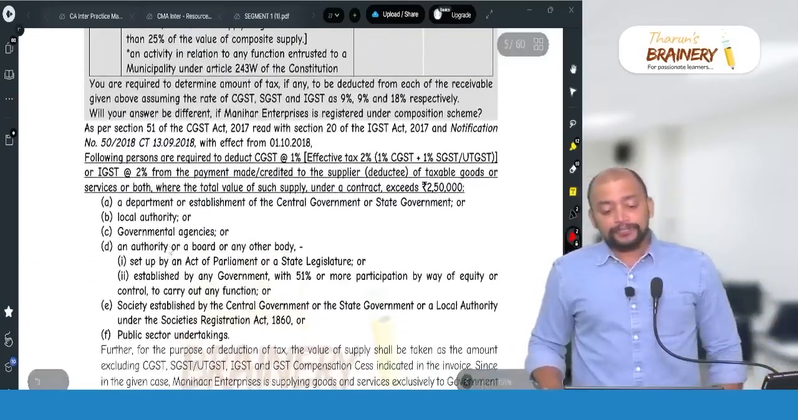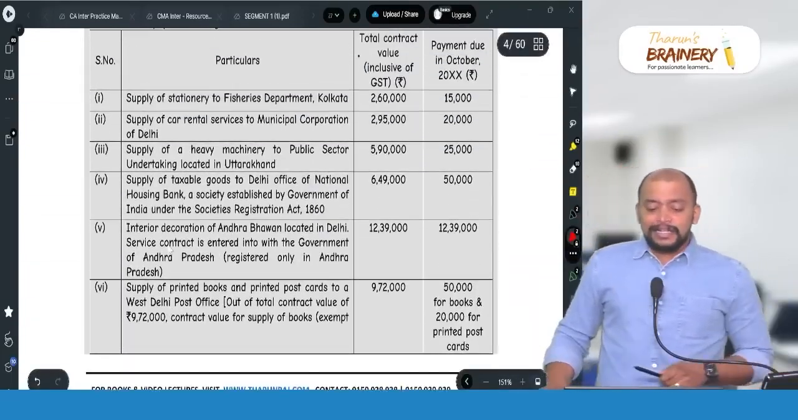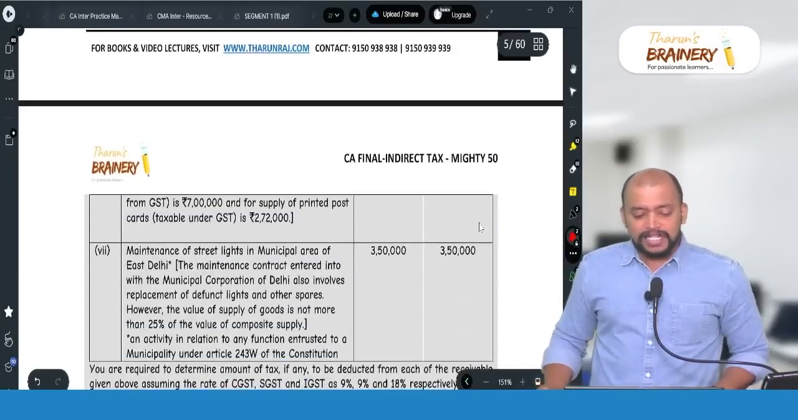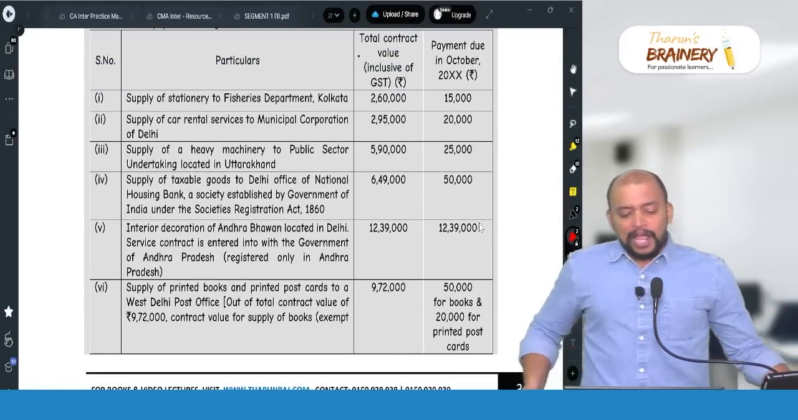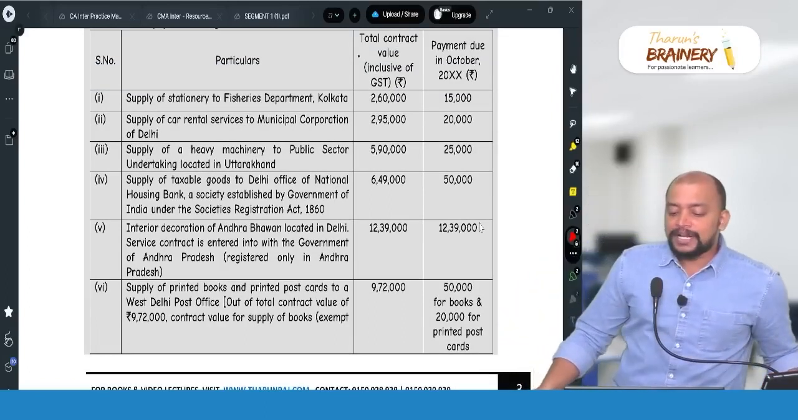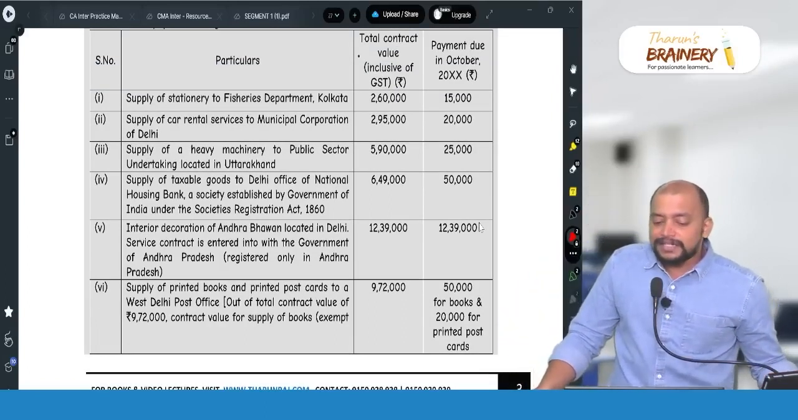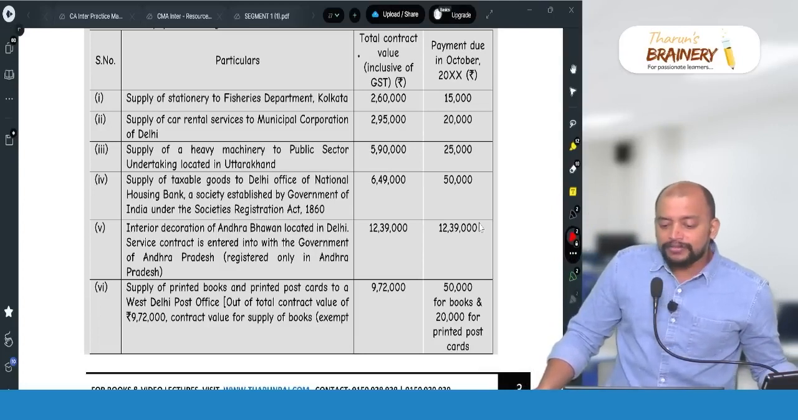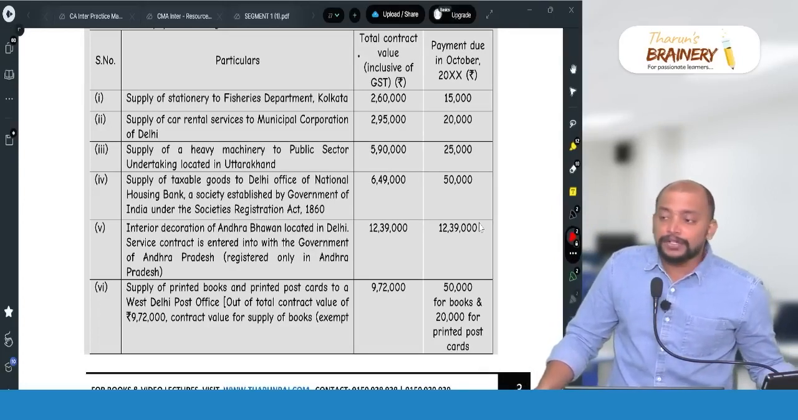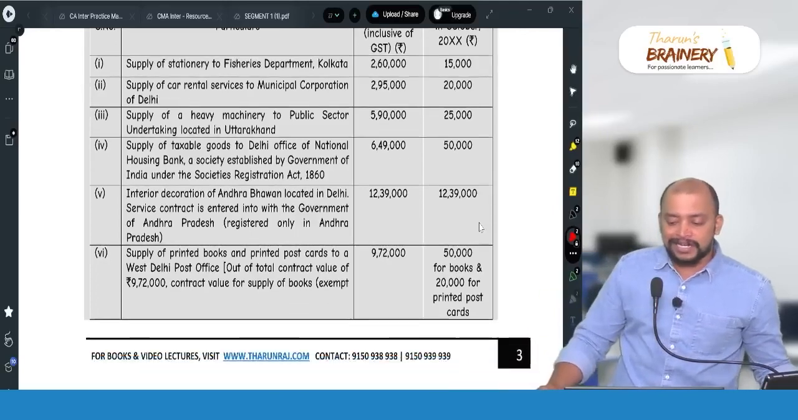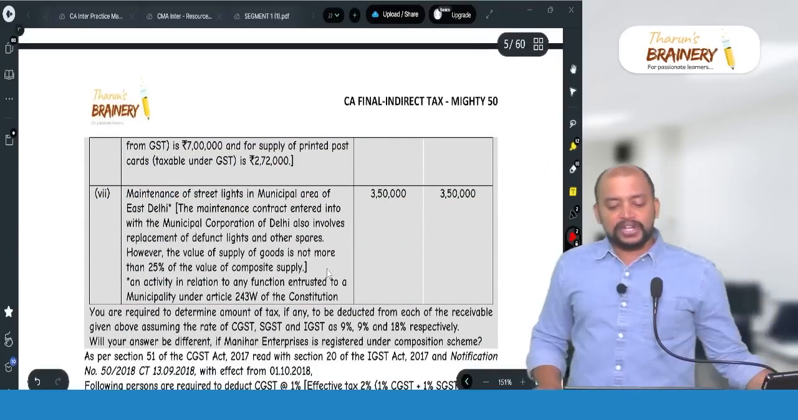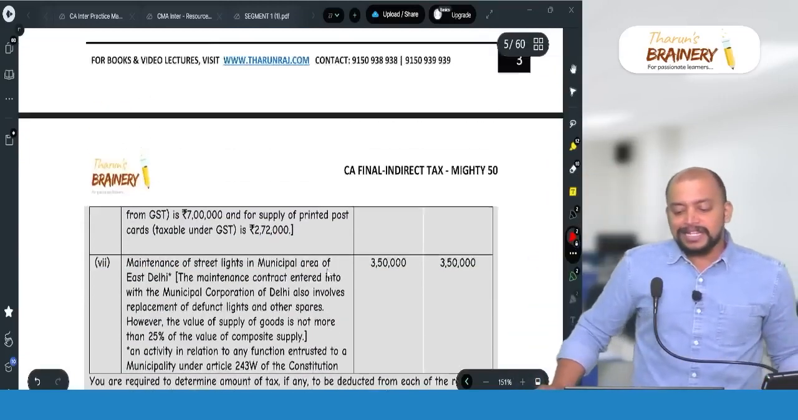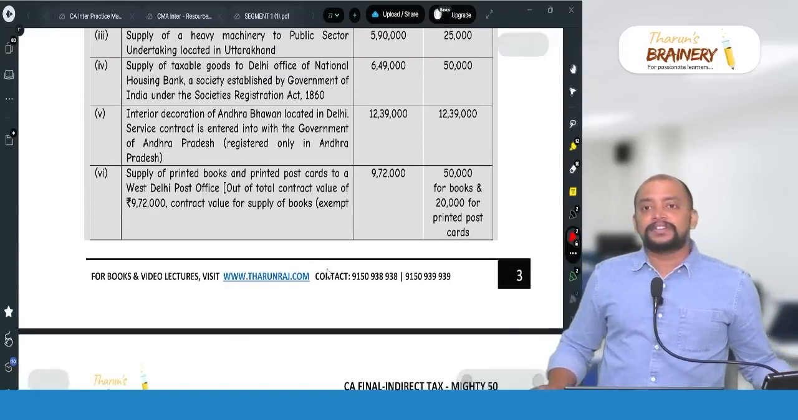Then next. Due to that reason, TDS is not applicable in this case for the 5th point. Then 6th, supply of printed books and printed postcards to a West Delhi post office. Out of total contract value of 9,72,000, the contract value of supply of books is exempted from GST, and supply of printed postcards, taxable supply, is 2,72,000, total 9,72,000.